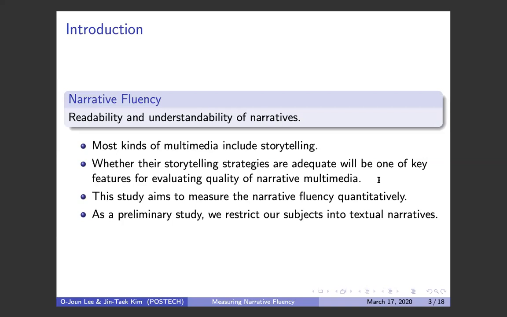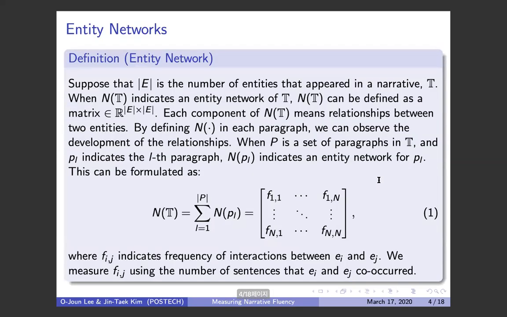As a preliminary study, we restrict our subject to textual narratives. Narratives are series of events. Also, events consist of a series of interactions between entities. Therefore, we can model a narrative as a dynamic interaction network. We suppose that paragraphs in narrative text correspond to events, sentences correspond to interactions, and nouns in sentences correspond to entities.